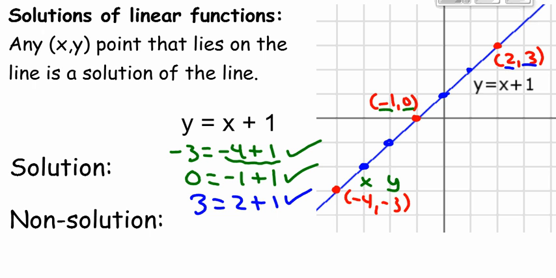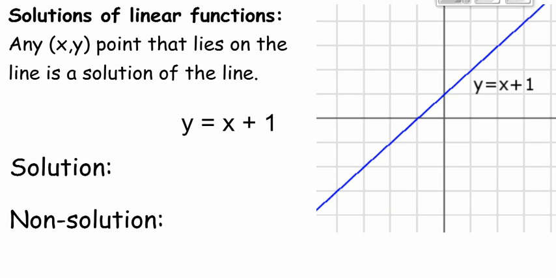So let's go the reverse now. Let's talk about a non-solution. If I choose any point that is not on the line and plug it into the equation, it is not going to be a solution. The solutions only lie on the line. So let's pick a real easy point to plug in, 0, 0. If I plug in 0 for y and 0 for x, you can clearly see that those are not equal to each other. Let's try another point that's not on the line.